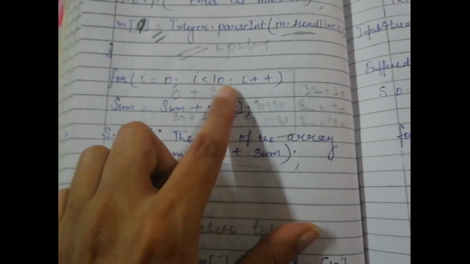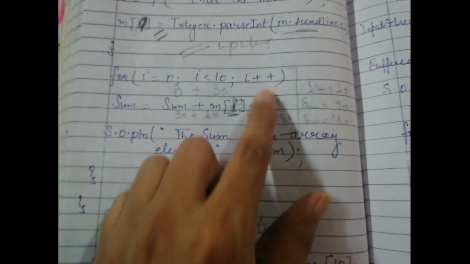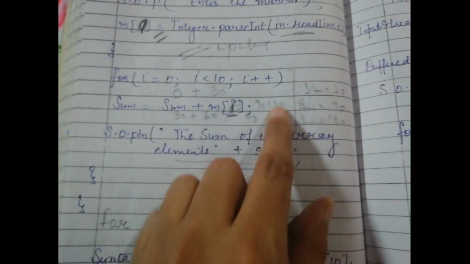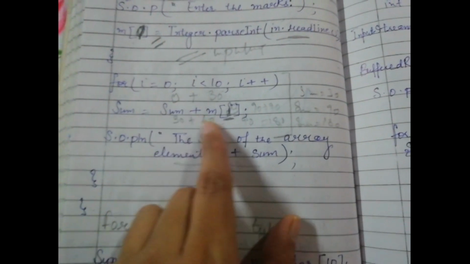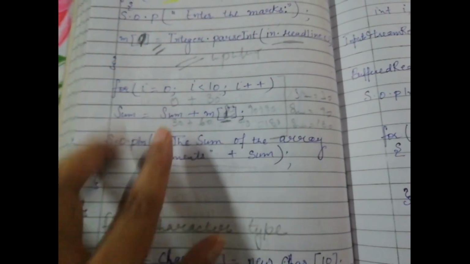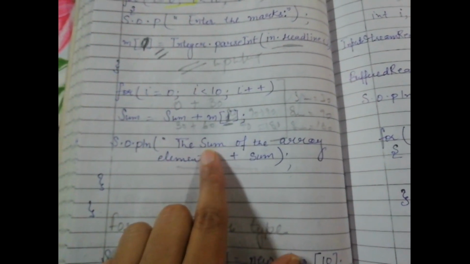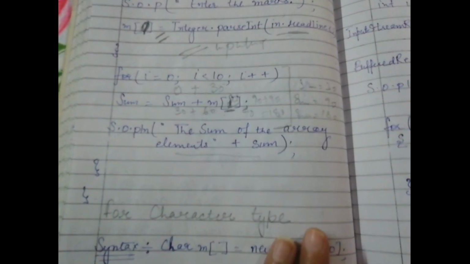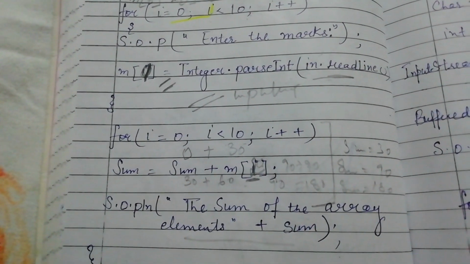So this loop will execute from 0 to 9 times, and every time sum will have a new value. The first array element will be added to sum, then the 1st, then the 2nd. So the sum of the array at last, after this loop, this statement will print for the corrected data type.